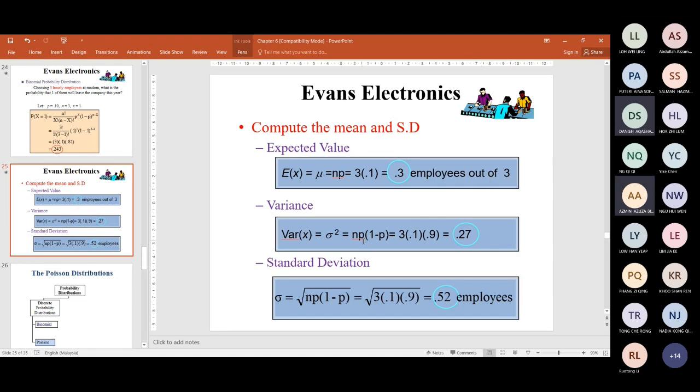For the variance, NPQ, N is 3, P is 0.1, and 1 minus P is 0.9, so we get 0.27. Okay, straight away, just substitute, quite easy, the formula. For the standard deviation, you just square root the variance. So the square root of 0.27, you get 0.52. Actually, you don't have to rewrite it like this. Straight away from here, you just square root.